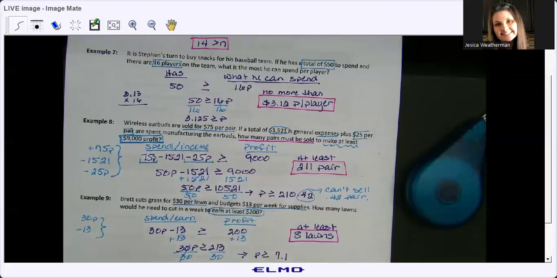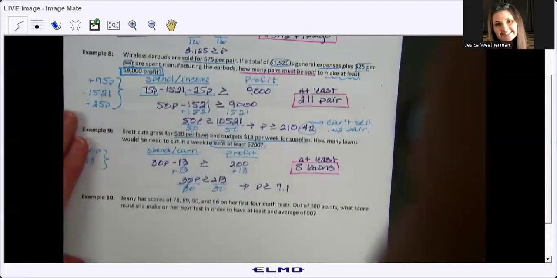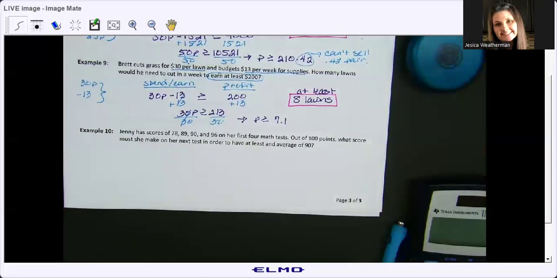All right, we're going to go down to example 10, last problem. Jenny has scores of 78, 89, 90, and 96 on her first 4 math tests. Out of 100 points, what score must she make on her next test in order to have at least an average of 90? And this is something you can actually do to see what you need to make in a class to get the semester average or the quarter average for report cards. So actually, this is pretty useful to you as students.